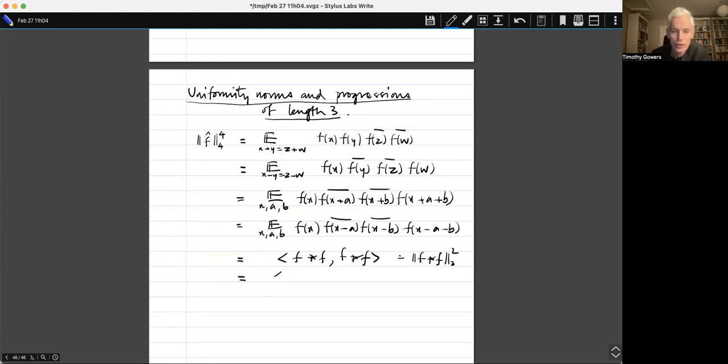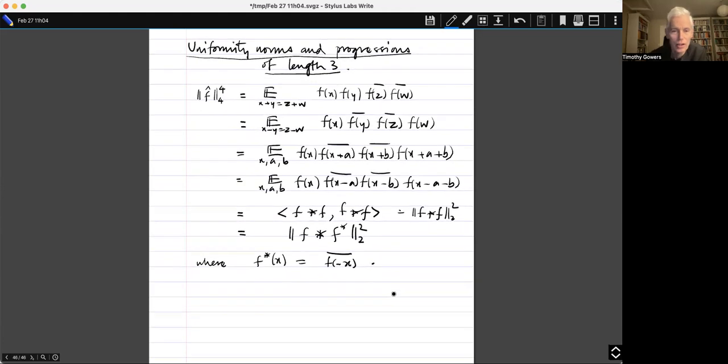And we can also think of it as f star, well, I won't bother writing it, I'll just do it in this form, f star 2 squared. I've not told you what f star is, where f star of x equals f of minus x bar. I don't think I'm going to prove that this is the same as everything else, because it's a simple exercise and it's rather a good thing to do.